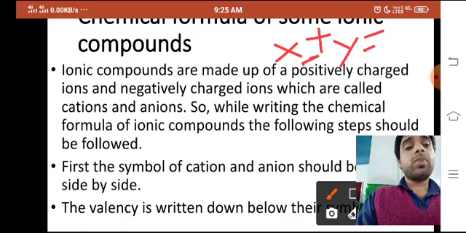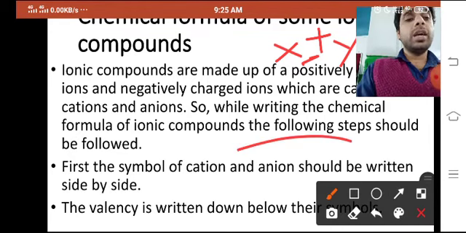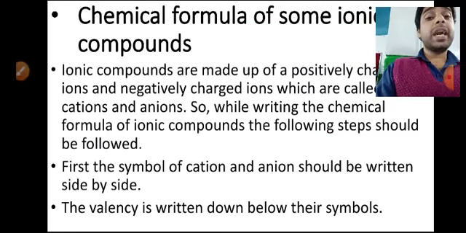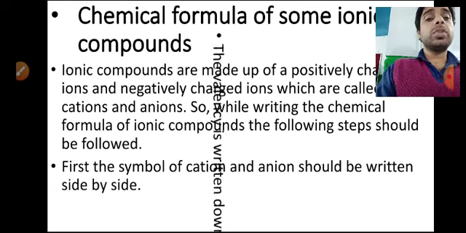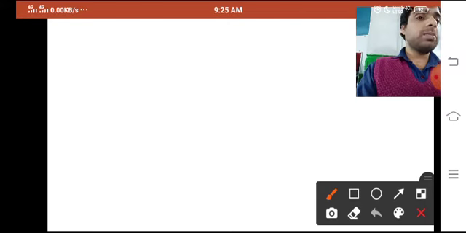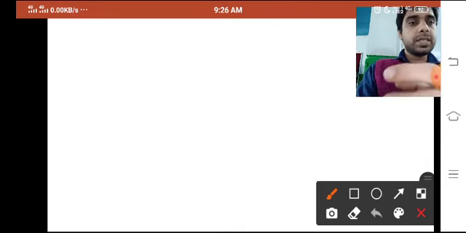It is essential that while writing the chemical formula of ionic compounds you follow some steps, then only you can write the chemical formula. First, the symbols of cation and anion should be written side by side. Next, the valency is written below their symbol. I will show you how, if I have to write a chemical formula, and we know the cations and anions.